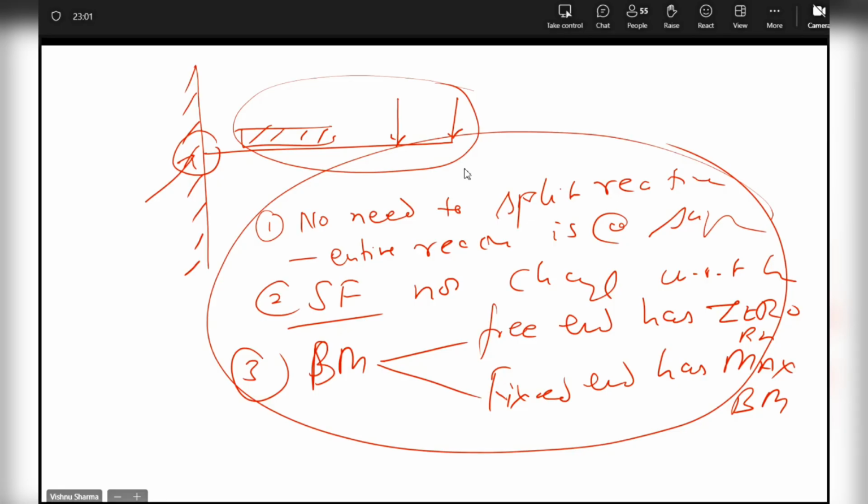Yes, sir. What is the second point, sir? SF, no change. The calculation of SF is the same as you are doing with the beam. If you're going from left to right, upward will be positive, downward will be negative, and you keep taking stock of the forces. For BM, you'll have to be careful: if your free end is to the right, then it will be 0 at the right end. It will be 0 at the free end, not at the fixed end.